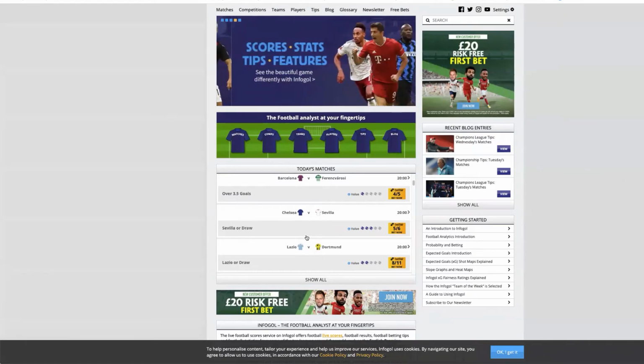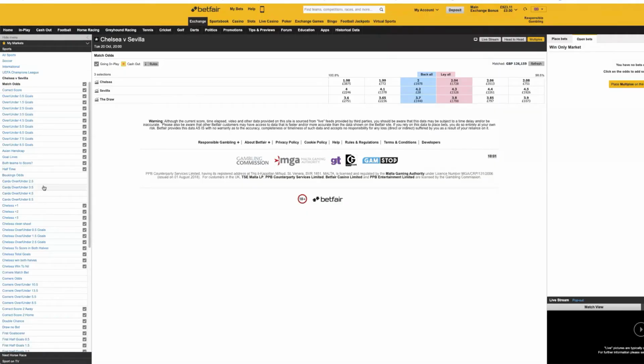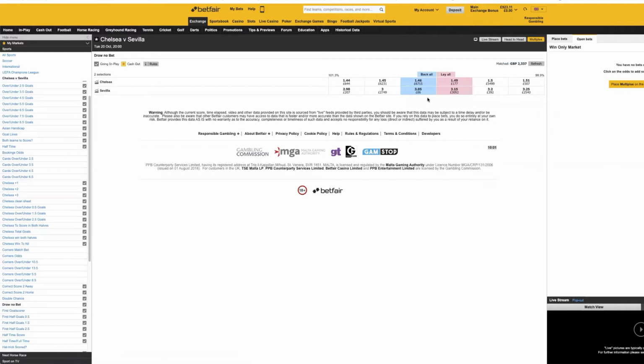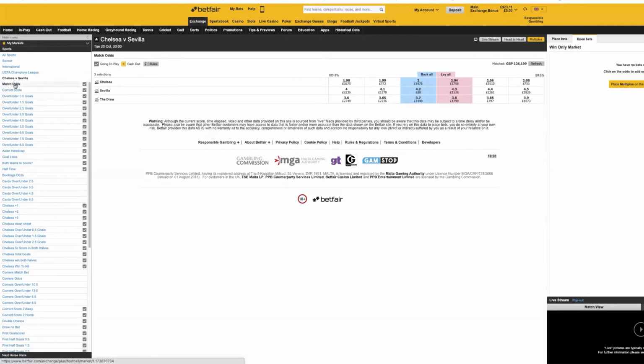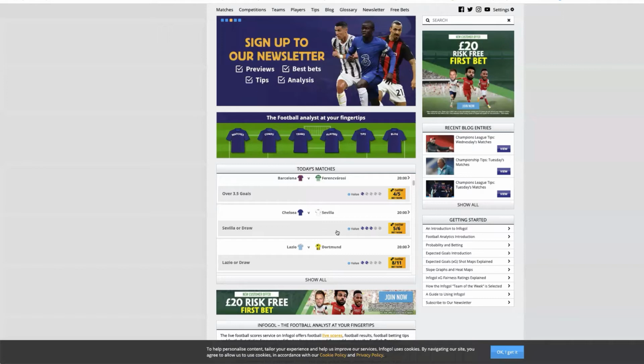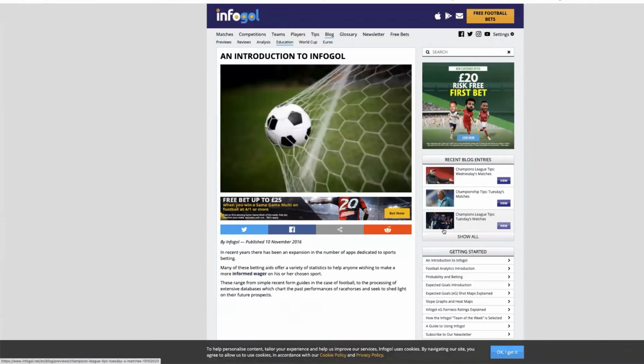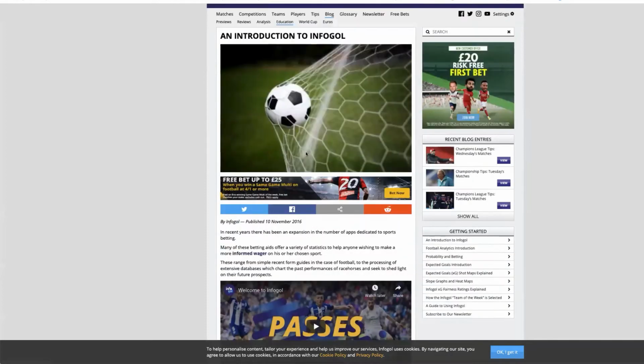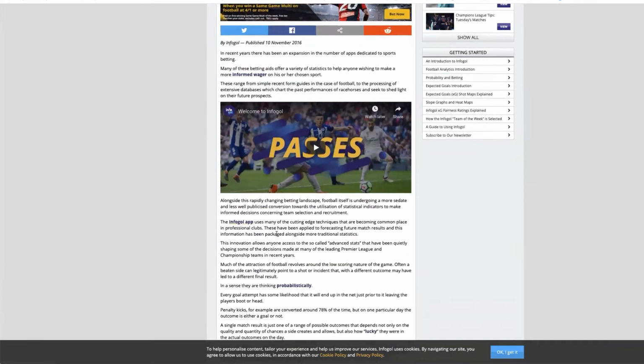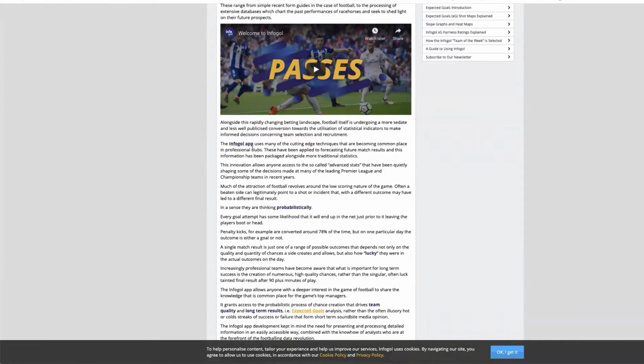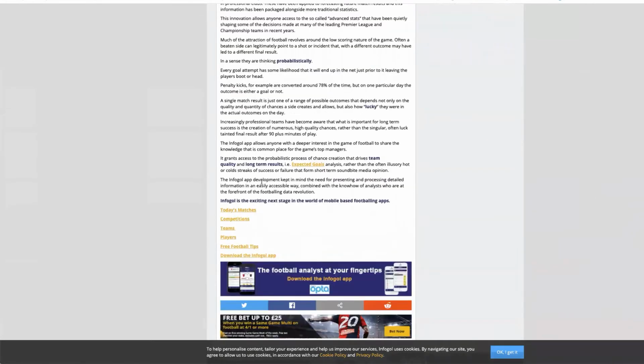You could back Sevilla. I wonder what the draw no bet is on Sevilla then. If we go and have a look at draw no bet, it's 3.05, 3.10. You get 3.10 for it rather than just the 4.20. And if it's a draw, you'd get your money back. Let's have a bit more of a look around here. It looks like there's an introduction here to Infogoal, so it goes and shows you all the stuff that's there. So maybe you can go and have a look around that yourself. There's an Infogoal app using cutting edge techniques. So go and have a look at what they've got. So maybe they do stats or something.